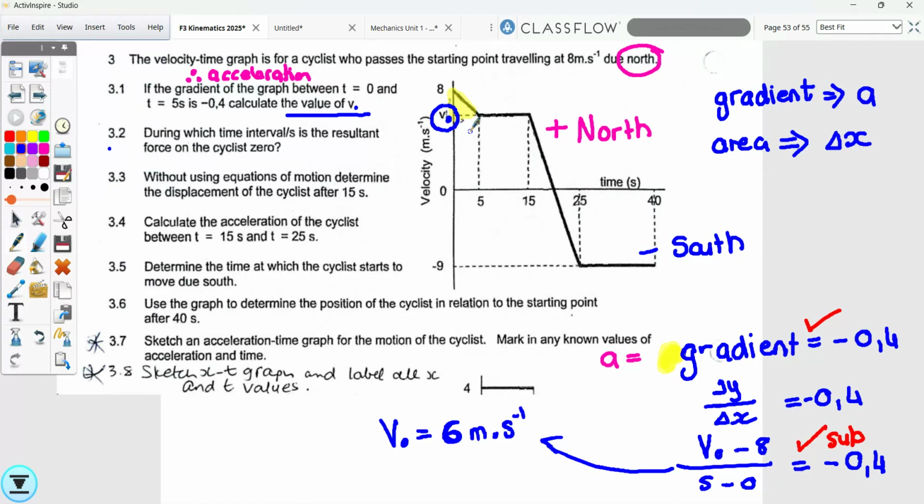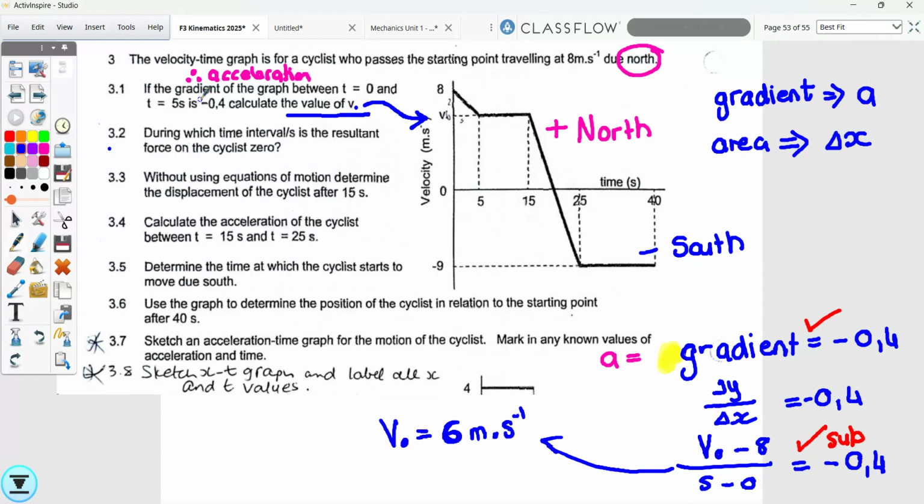Isn't 8 VR? Yes, but that's not what the question asked for. They asked for the value. Oh, I thought 8 was VR. 8 is VI. That is VI. Okay, but you've got it now.